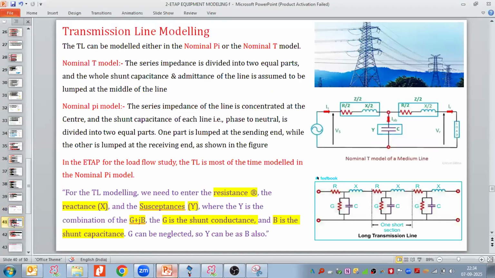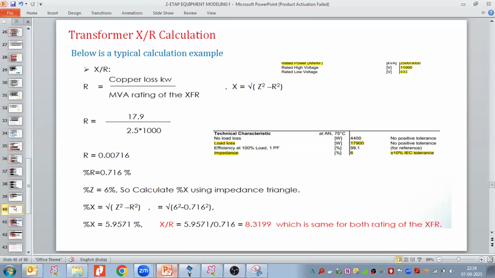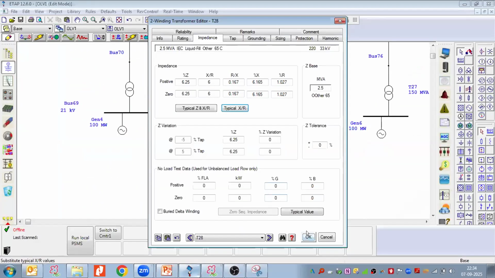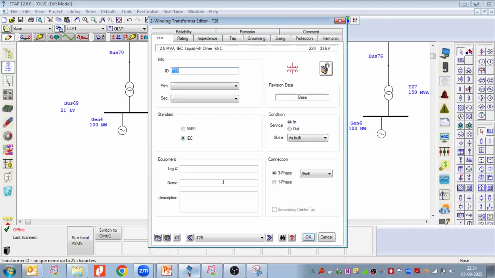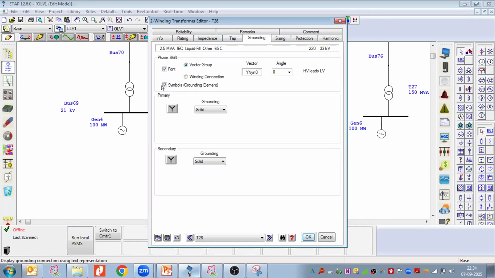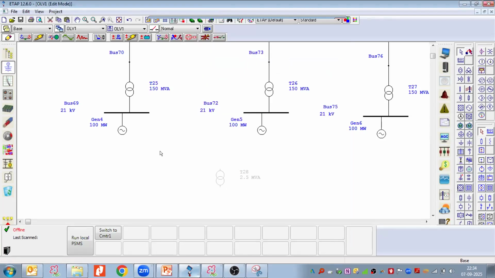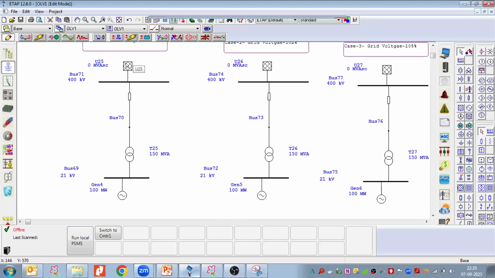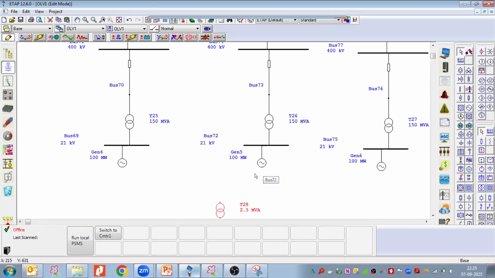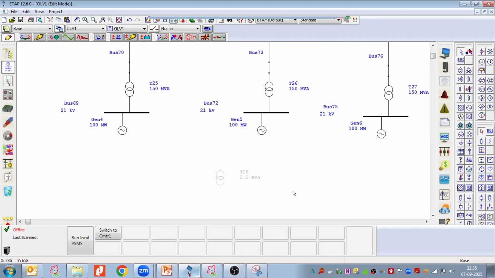Okay, so let us see one other equipment modeling. So this is about the transformer modeling. Okay, it is very straightforward transformer modeling. Now this generator is connected with the transformer. So transformer modeling we have seen, grid modeling we have seen. So when we connect the generator to the grid through the transformer, then we have the transmission line as well. So let us see the transmission line modeling.